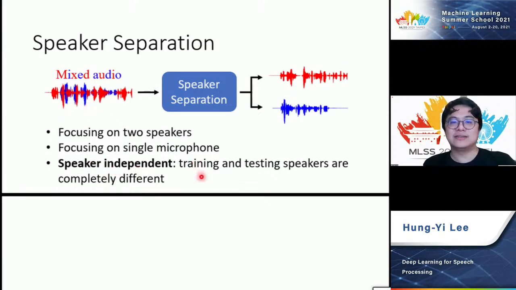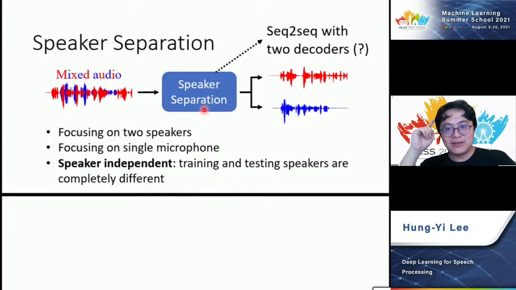And we consider the speaker independent condition. That is, the training speakers and the testing speakers are completely different. Your speaker separation model is trained on a set of speakers, and we want to know whether it can generalize to new speakers. Then what does this speaker separation model look like?